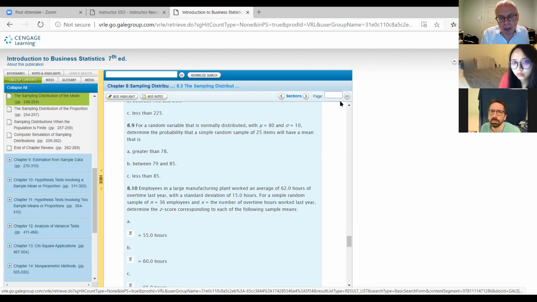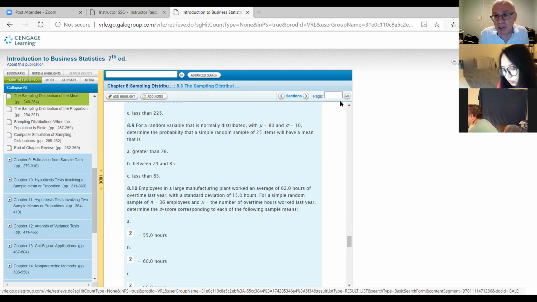And what we're saying here is, what if we select one of these samples, not a person, but a sample of size 25 out of the sampling distribution? What is the probability that the sample we select has a mean that's greater than 78, or has a mean that's between 79 and 85, or has a mean that's less than 85? So go ahead and do that. Spend about 3 minutes on this problem and come up with those 3 probabilities.